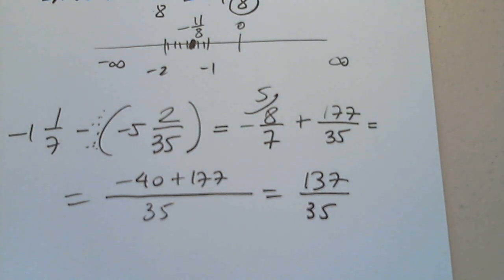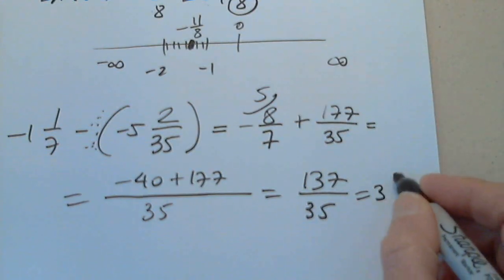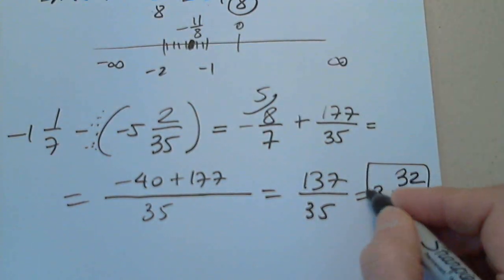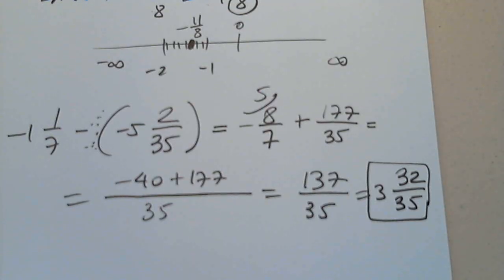Now let's take the integers out. So when we divide 137 by 35, we get 3 integers, and 35 times 3 is 105. So it's going to be 32. So 3 and 32 over 35. And this is it. Any questions on this problem?